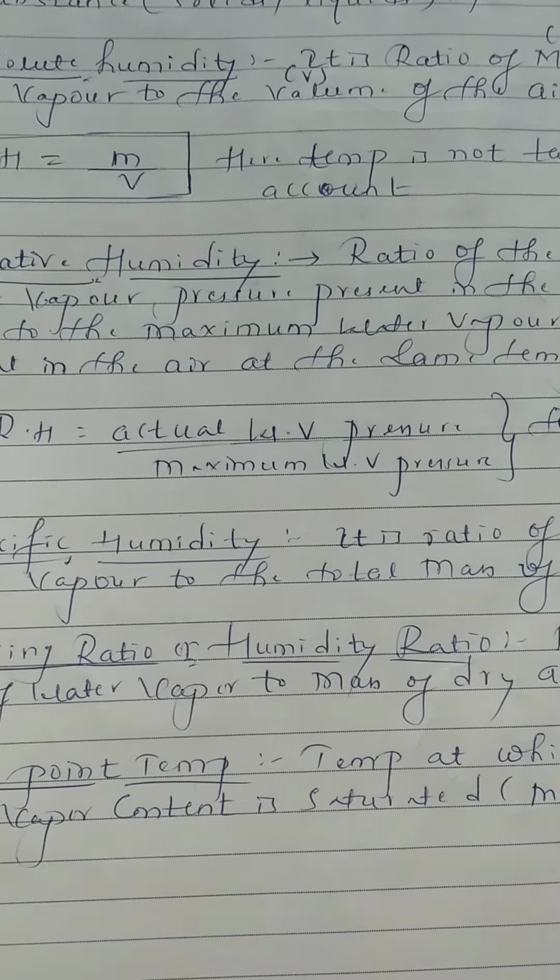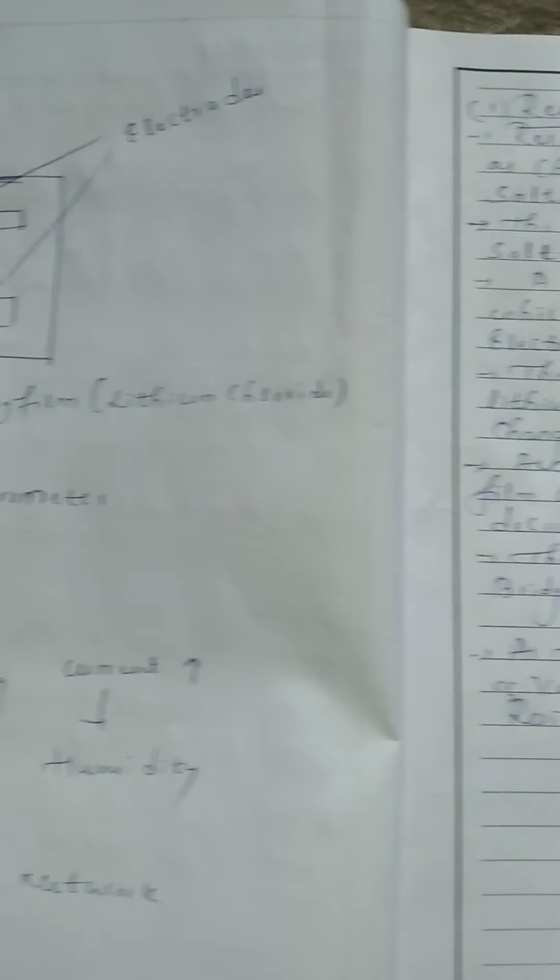Next we'll move on to the types of humidity measurement. First one, resistive hygrometer, second one, capacitive hygrometer, third one is the aluminum oxide hygrometer, and fourth one is the crystal hygrometer. First we'll discuss the resistive type of hygrometer.